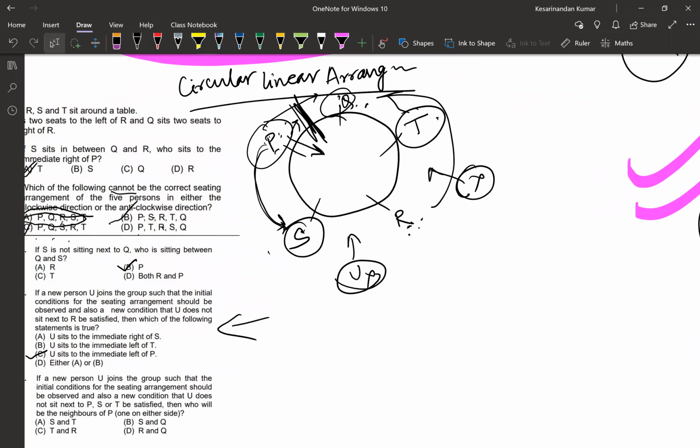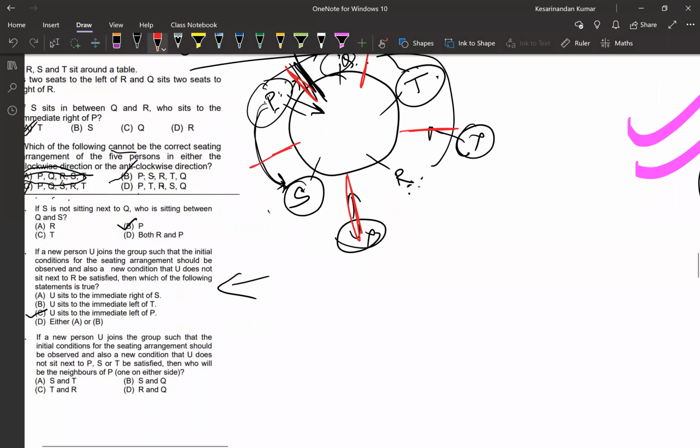U, let me use a different ink. U does not sit next to P, S or T. You will not sit here, you will not sit here, you will not sit here, and you will not sit here or here as well. Where will it sit then?